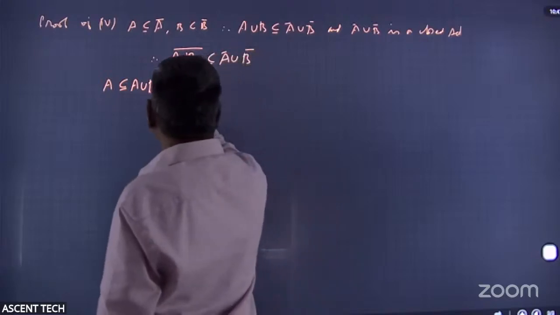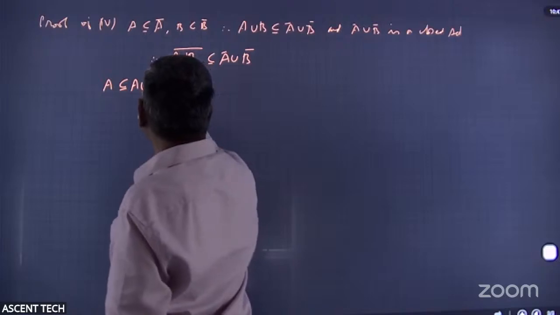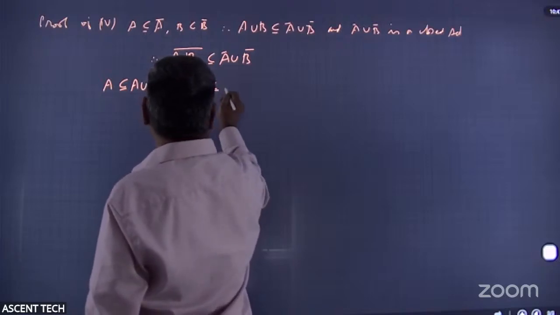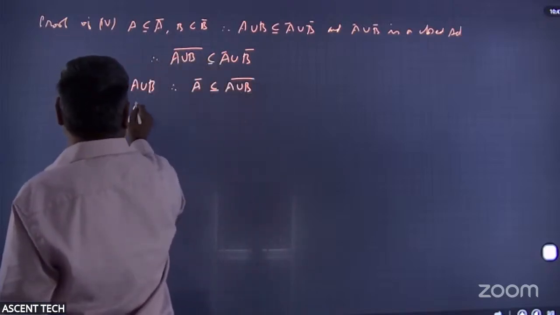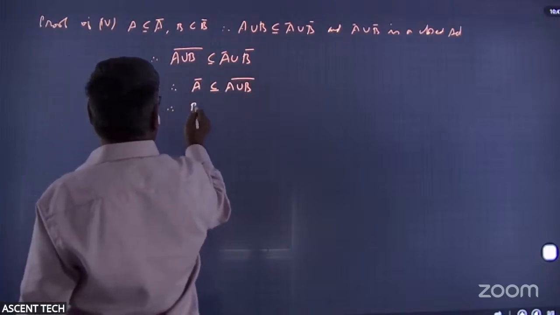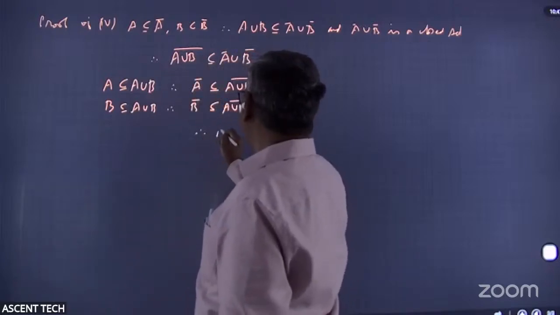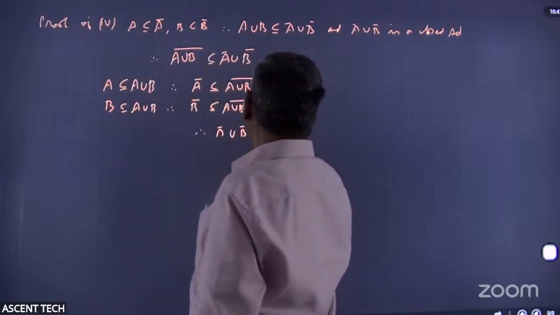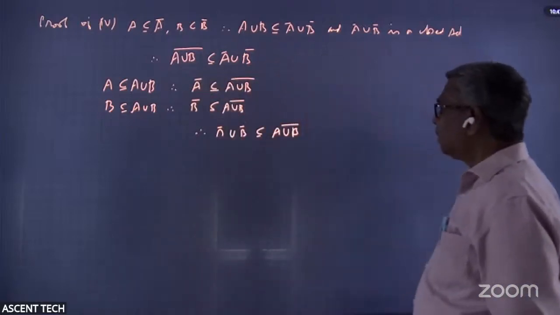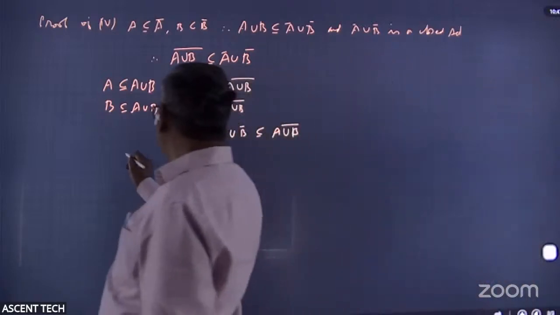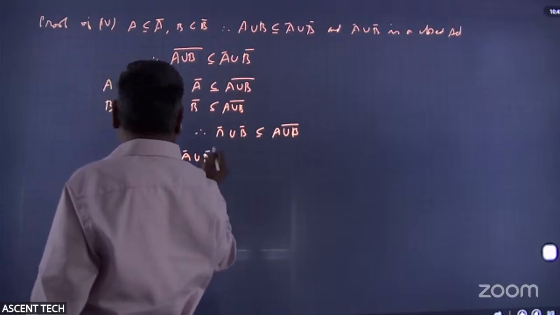A is contained in A union B, therefore A bar is contained in the closure of A union B. And similarly, B is contained in A union B, therefore B bar is contained in the closure of A union B. And therefore A bar union B bar is contained in the closure of A union B. So I have the containment both ways, which means the closure of A union B is equal to A bar union B bar.